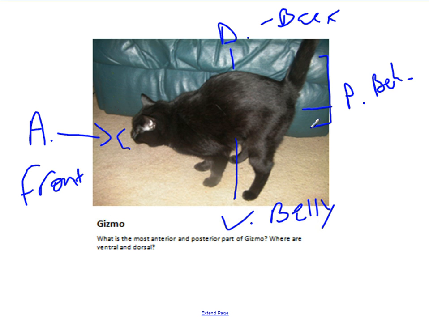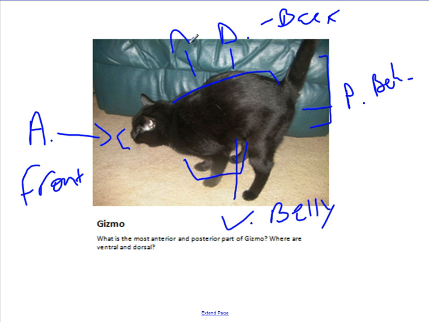Ventral, well, remember, on an animal that stands on four legs, their belly faces the ground. So their belly is actually facing downward. So that's the ventral side. So ventral and anterior have to be used differently in this animal. And then dorsal, this would be the actual back of the cat. So again, this is facing differently than in a human. This is facing up towards the sky. So that's the dorsal side of this animal here.